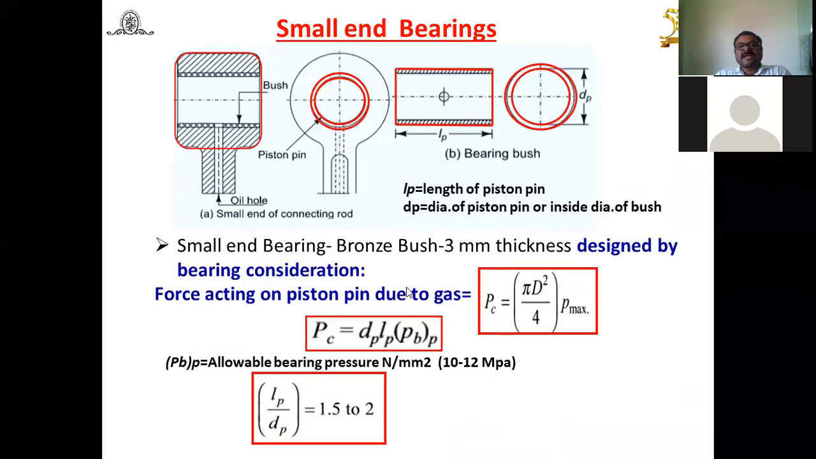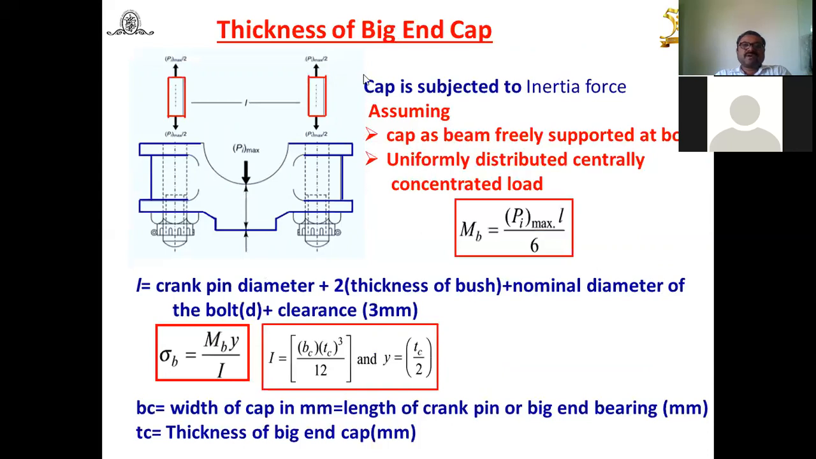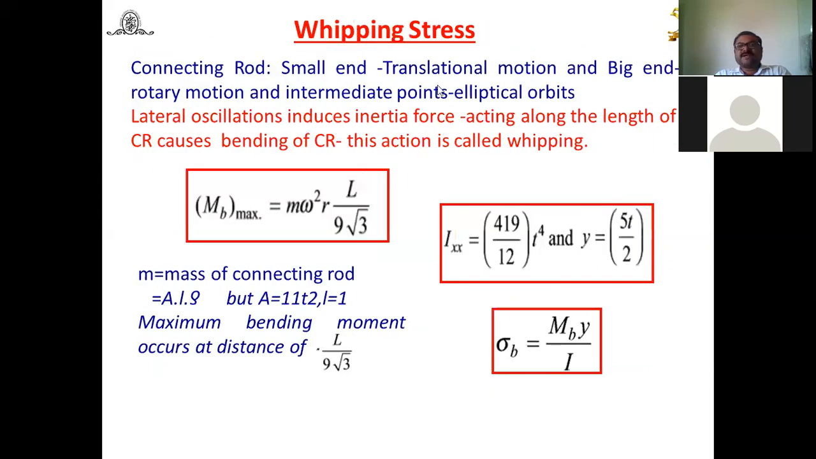We have to compare it with the gas or expansion forces, then the small end bearing, then the big end bearing, then the diameters of the bolts which are used to fit the divided part of the big end, and then the cap thickness, that is tc. And the last one is this whipping stress, which is because of the translational motion and rotary motion of the crank. Rotary motion at the big end, translational motion because of reciprocation at the small end, and at intermediate points an elliptical orbit. Because of that, maximum stress is induced in the connecting rod at a distance of L by 9√3 from the piston pin. That distance we have to take.